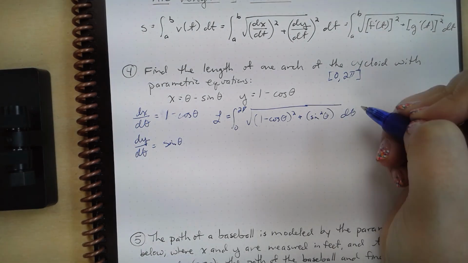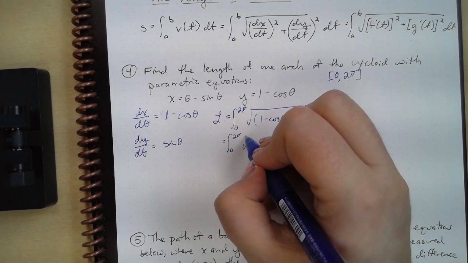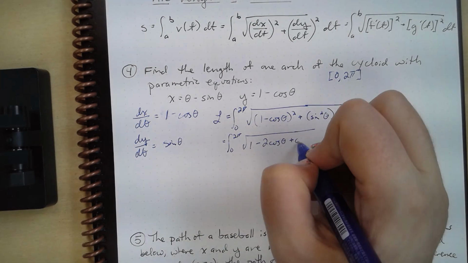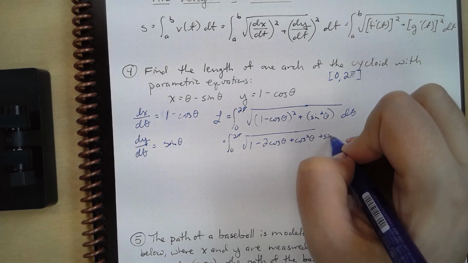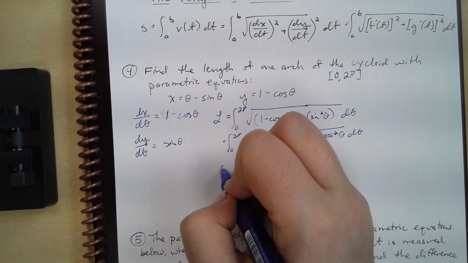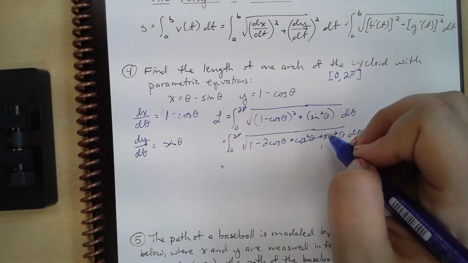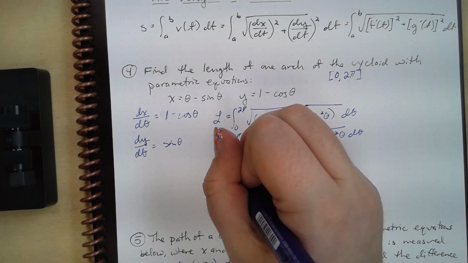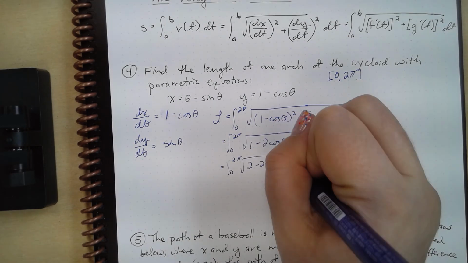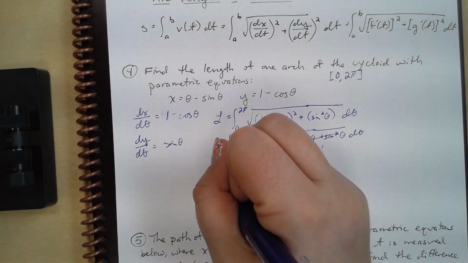If I expand this out, I get 0 to 2 pi, the square root of 1 minus 2 cosine theta plus cosine squared theta plus sine squared theta, d theta. These become 1. So I get 1 minus 1 is 0. No, is this plus? 1 plus 1. It's 2, goodness. I'm a mess today. 2 minus 2 cosine theta, d theta. And if you evaluate this from 0 to 2 pi, do that on your calculator. Don't hurt yourself. It is 8.